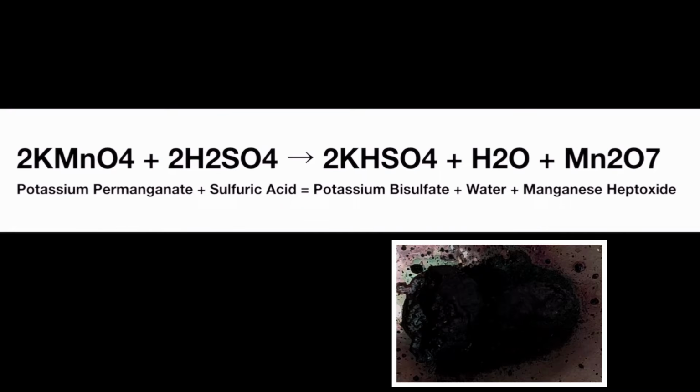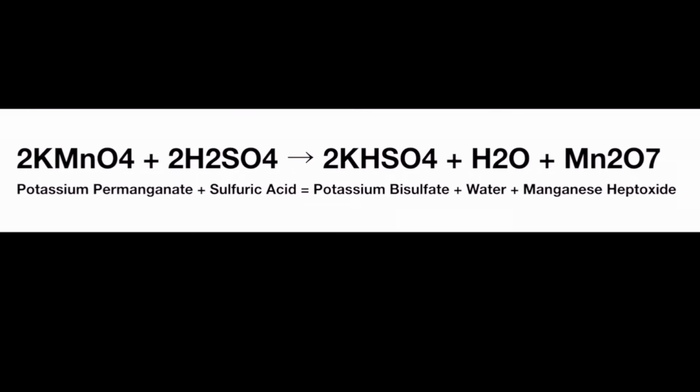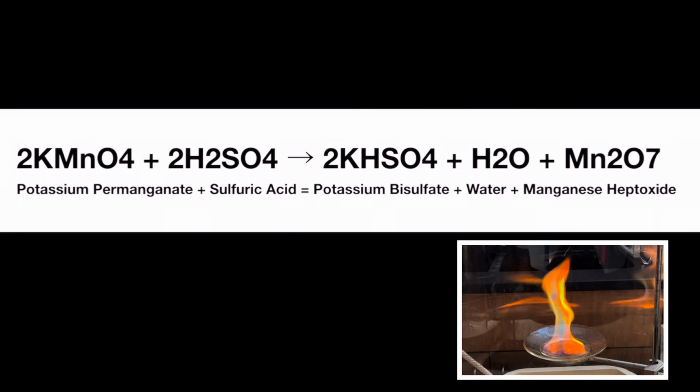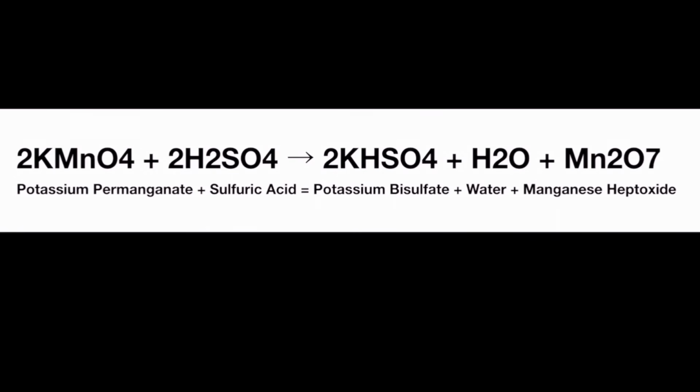We have 2 moles of potassium bisulfate, that's the 2 KHSO4. We have 1 molecule of water, that's H2O, and we have 1 molecule of manganese heptoxide, that's the Mn2O7, which is the most volatile molecule that's created in this reaction.